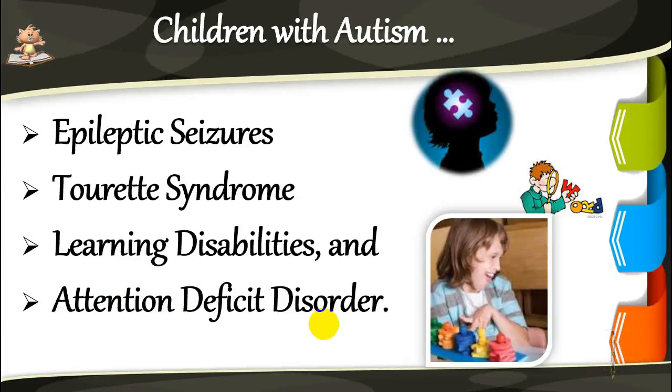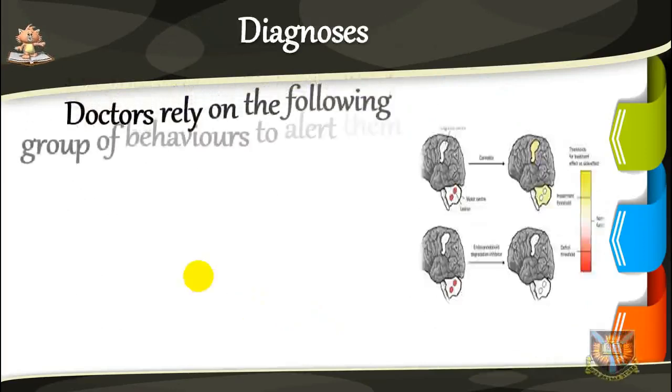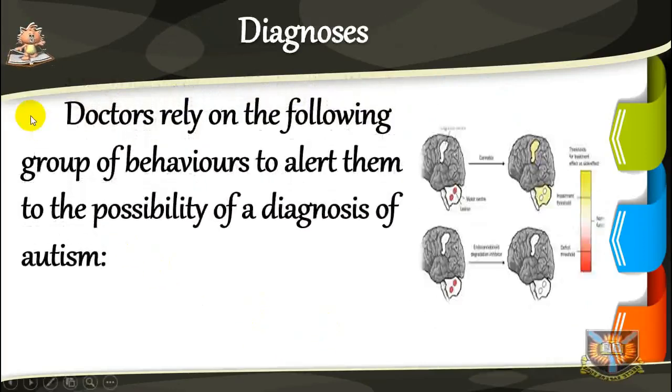Diagnosis: autism varies widely in its severity and symptoms, and may go unrecognized, especially in mildly affected children or when marked by more debilitating handicaps. Doctors rely on a core group of behaviors to alert them to the possibility of a diagnosis of autism.